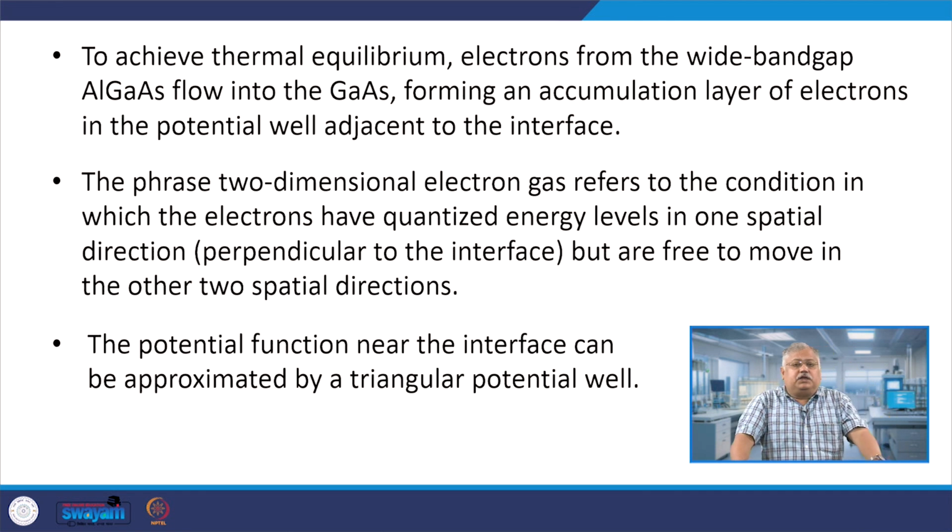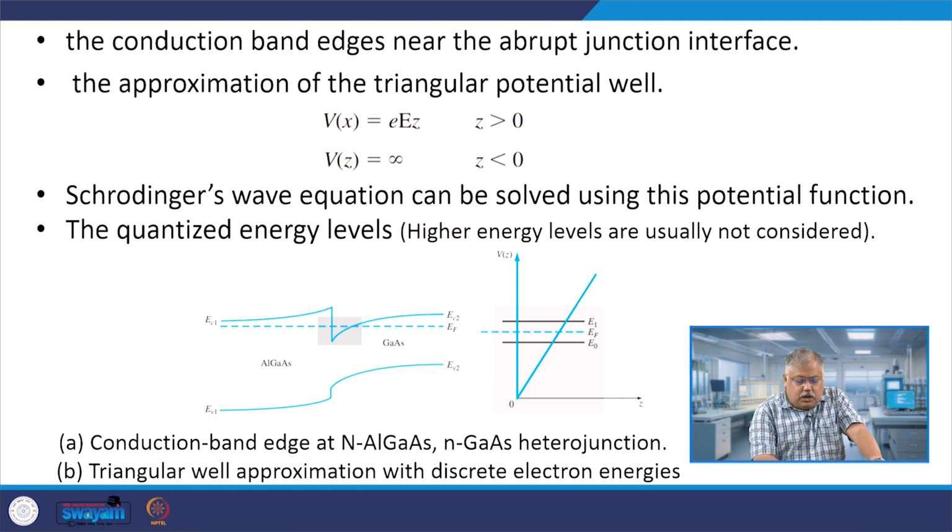Now, the potential function near the interface generally is approximated by a triangular potential well. So, typically those who have studied basic 101 engineering physics will understand that there is a potential well diagram, typically in a hydrogen atom problem. In this case, we refer to this as a triangular well. So, something like this we refer to, and then there will be fixed doping concentration and fixed quantized levels to explain to you.